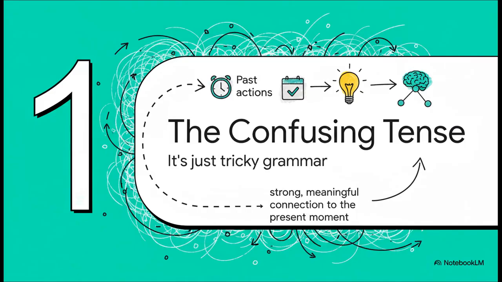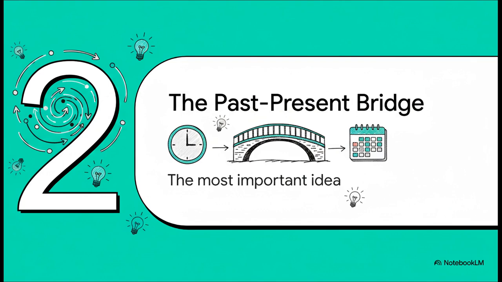All right, first things first. It's not you, it's the grammar. Seriously. The reason this tense is so tricky is because it's not just about the past. It's about past actions that have this really strong, important connection to right now. That's the secret sauce. It's not about what happened, it's about why it matters now. And that leads us straight to the single most important idea you need to understand.